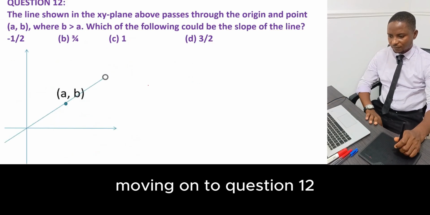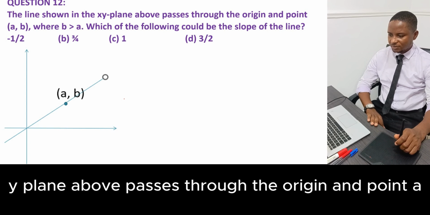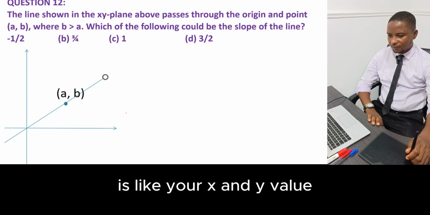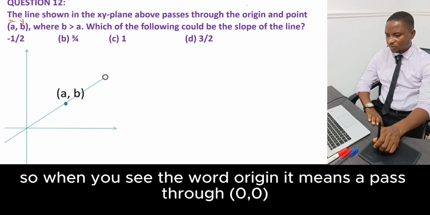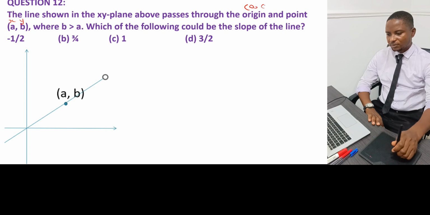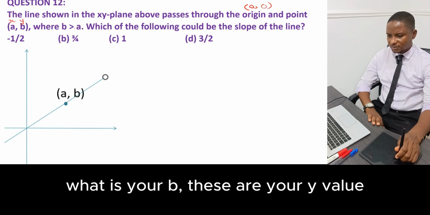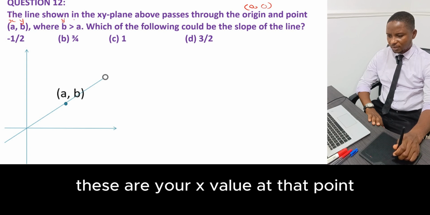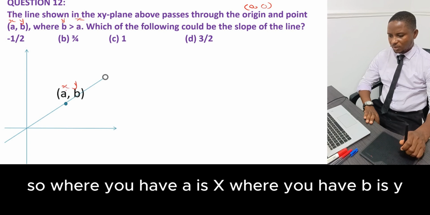Moving on to question 12. The line shown in the xy plane above passes through the origin, and point (a, b) is like your x and your y value. And we're told that it passes through the origin. So when you see the word origin, it means it passes through (0, 0). And then we're told that b is greater than a. What is your b? These are your y value, and these are your x value at that point. So this is like (x, y). So where you have a is x, where you have b is y.